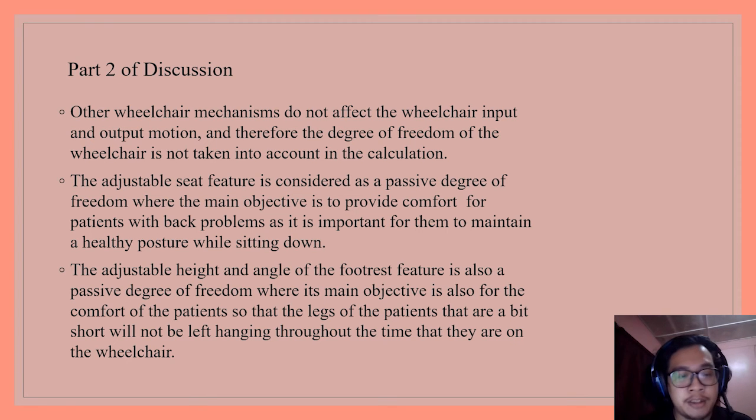And the adjustable height and angle of the footrest feature is also a passive degree of freedom, whereas the main objective is also for the comfort of the patient. Then both the height of the seat and the footrest feature use a slider crank mechanism to raise or lower them. So we have discussed to fully analyze our design, and we have concluded the diagram and the kinematic diagrams of the mechanism in the seat of the wheelchair. So I will show you the diagram.